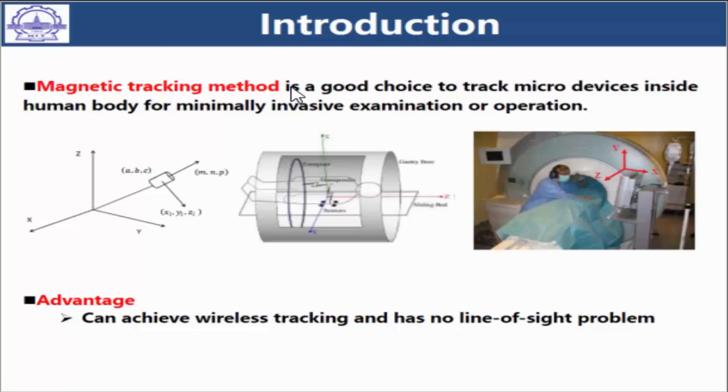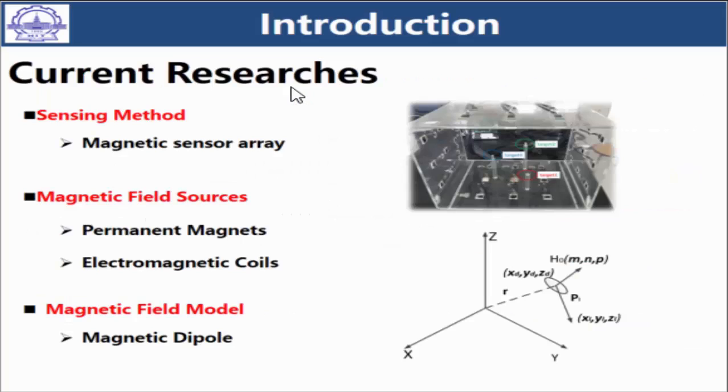So the magnetic tracking method is a good choice to track minimally invasive surgical devices inside the human body for minimally invasive excision or operation, because it can achieve wireless tracking and has no line of sight problems. Currently, the studies are mainly based on the sensing method. Usually, a magnetic sensor array is used to sense the magnetic field, and the magnetic field sources are usually permanent magnets or electromagnetic cores. And the magnetic model usually used is the magnetic dipole model.